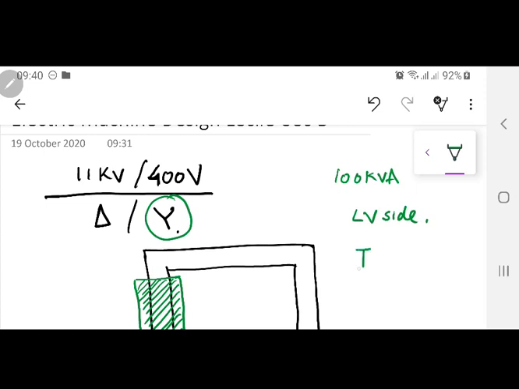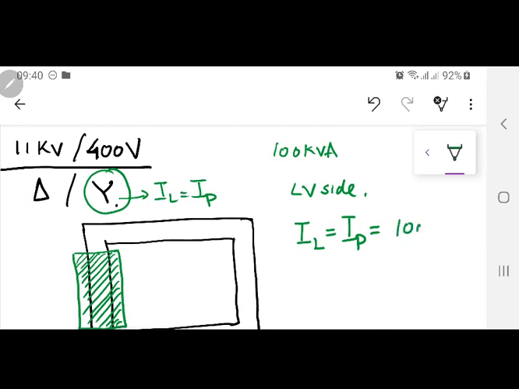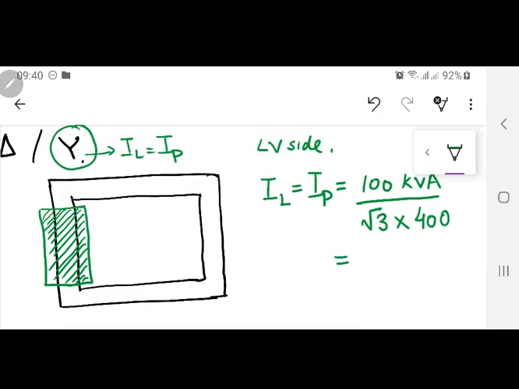we want to find out the current flowing inside the secondary side. Now since this is Y connected, and for Y connected we already know that the line current and the phase current are both the same, there is no difference. So when we are trying to find out the line current or the phase current, they are the same thing. When we put in this formula, it is going to be 100 kVA divided by root 3 into the voltage. So when you calculate this one, please use a calculator.